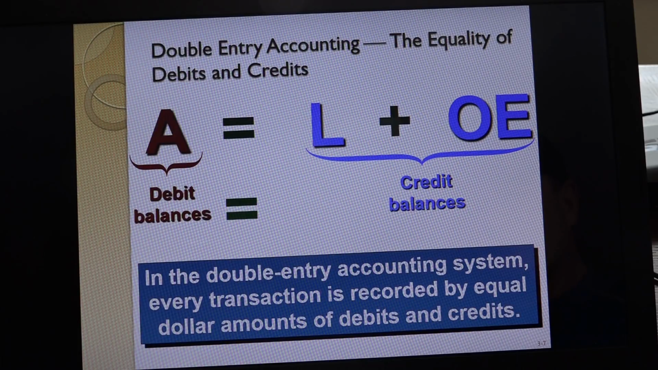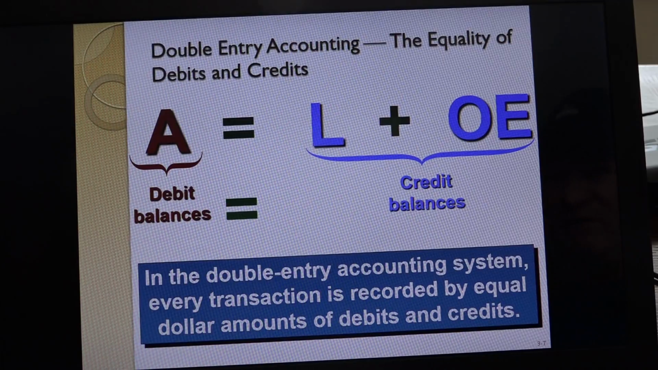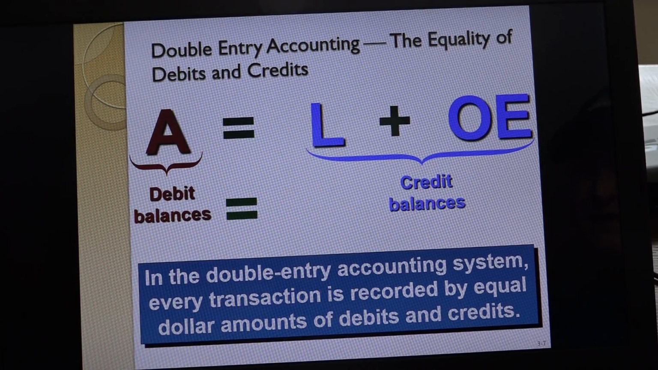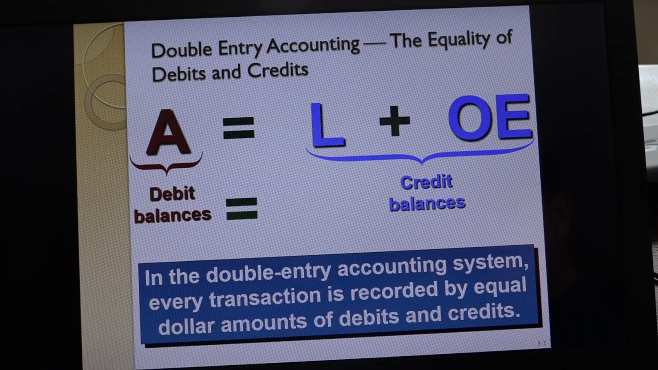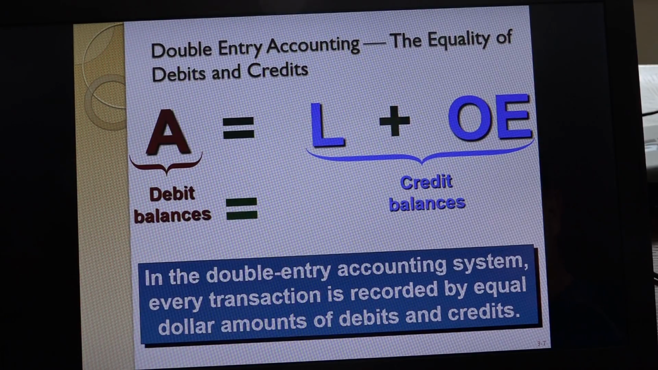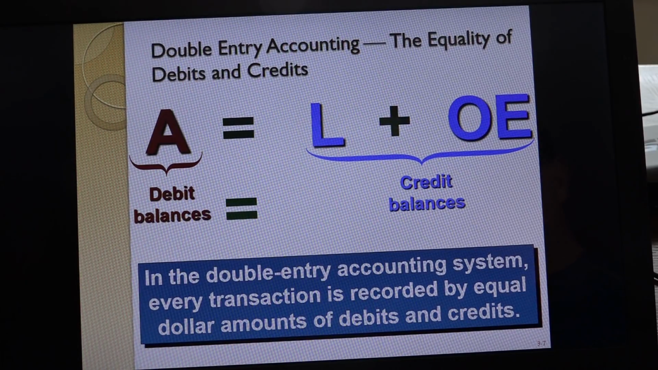Note here we have this thing called double entry accounting, which means that in every transaction that we record, there are equal dollar amounts of debits and credits. It doesn't mean that both sides of the equation may not be affected. It may just be one side, but regardless, after recording a transaction, your debits equal your credits, and the left side and the right side still equal.